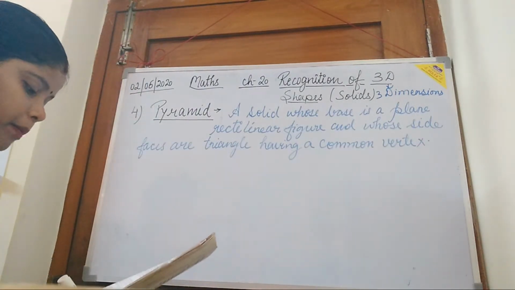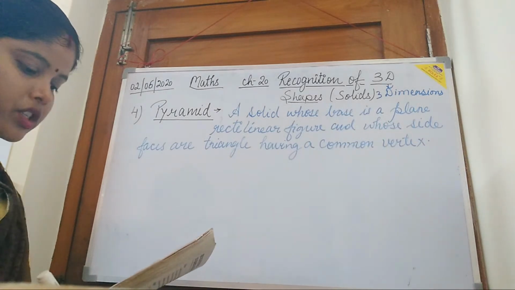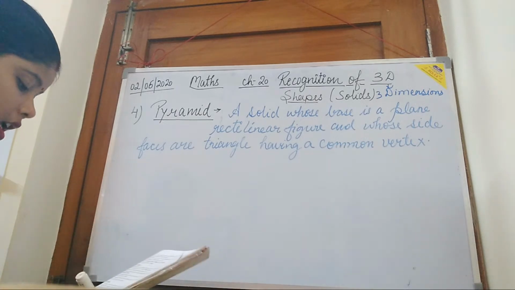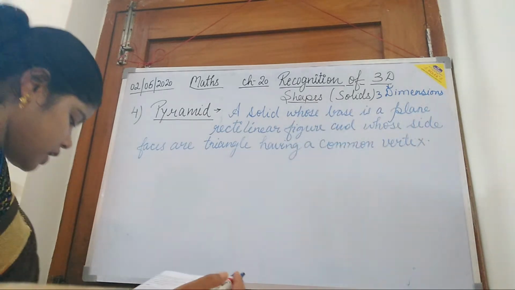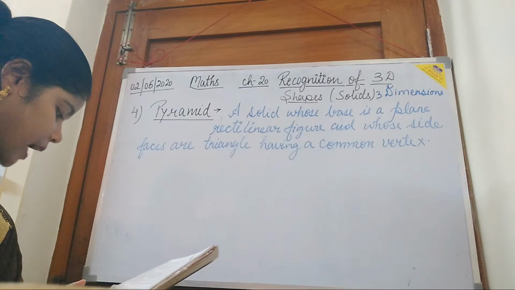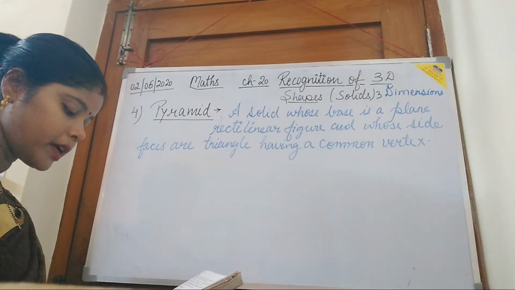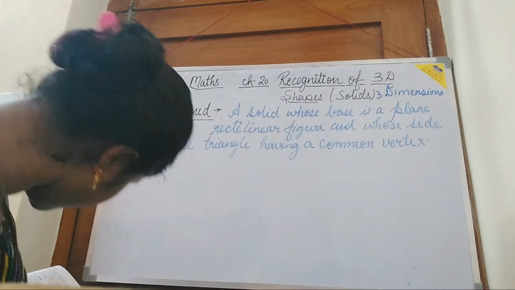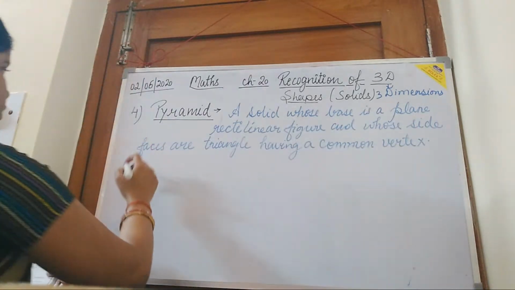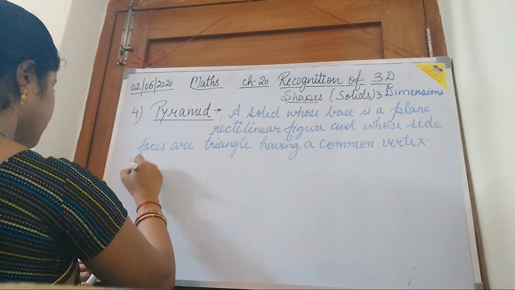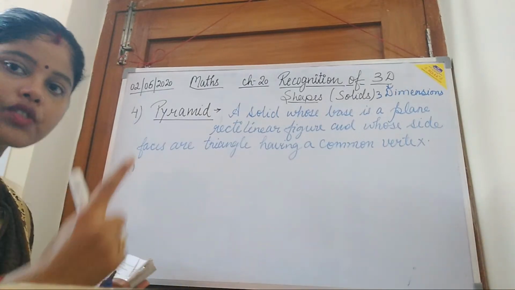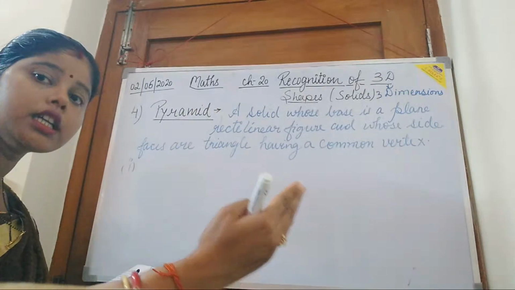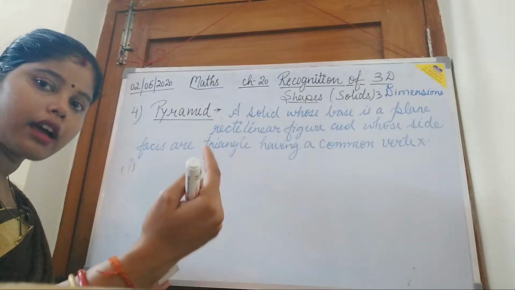So height of a pyramid. The length of a perpendicular drawn from the vertex to its base is called the height of the pyramid. Now its types: triangular pyramid or tetrahedron. In right prism we are having triangular prism and hexagonal prism. We had talked about the triangular prism and hexagonal prism.